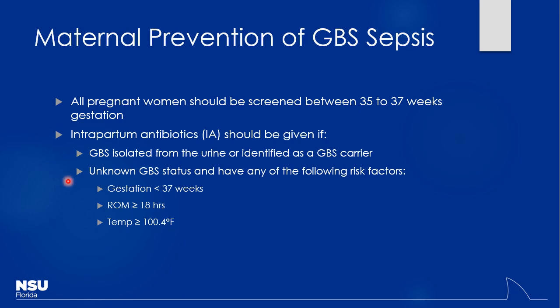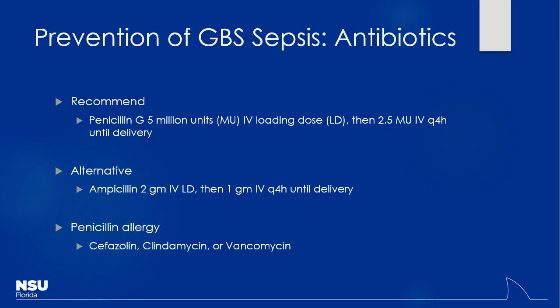And again, other things may predispose you to giving these anyway. Obviously, if there's a positive screen, you give it. But if they have other risk factors, such as ruptured membranes for greater than 18 hours, fever, or prolonged or short gestation, any of those things would make you say, let's just give it, just in case, because the risk kind of outweighed the benefits at that point.